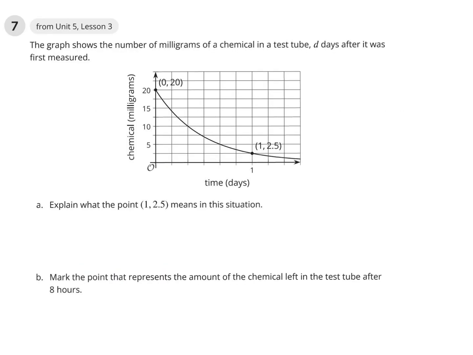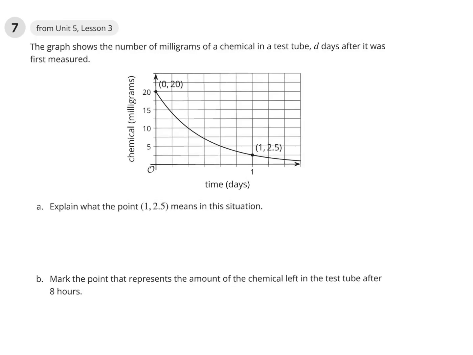Okay, the graph shows the number of milligrams of a chemical in a test tube d days after it was first made. Explain what the point 1, 2.5 means. It means after 1 day, because 1 is on x, so 1 day, it decayed down to 2.5 milligrams. So it went from 20 to 2.5.